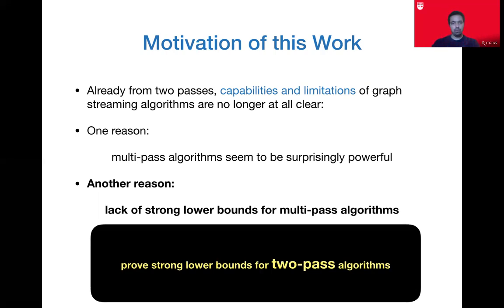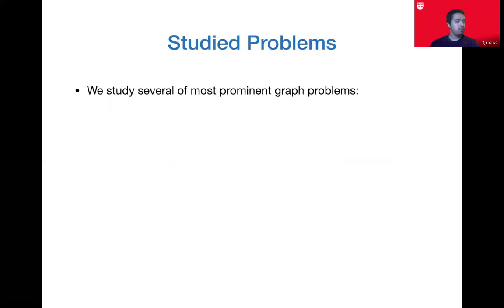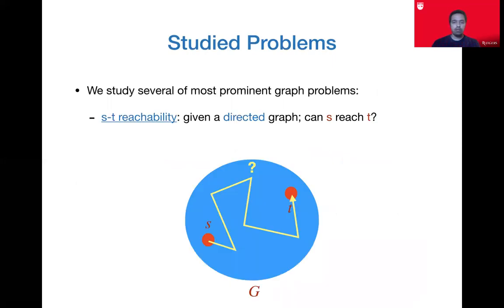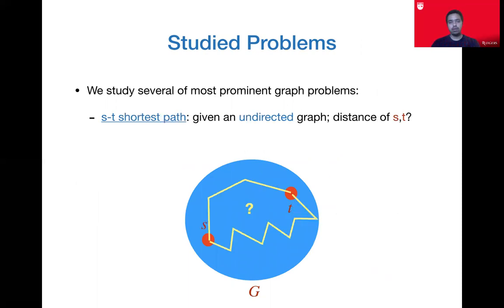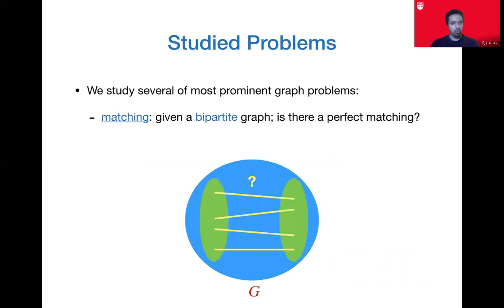This is what is happening. Now let me tell you about our result. We studied several fundamental graph problems. Let's say s-t reachability in a directed graph: can s reach t or not? Or shortest path in an undirected graph: what is the length of the shortest path from s to t? Or the matching problem: given a bipartite graph, does it have a perfect matching or not?